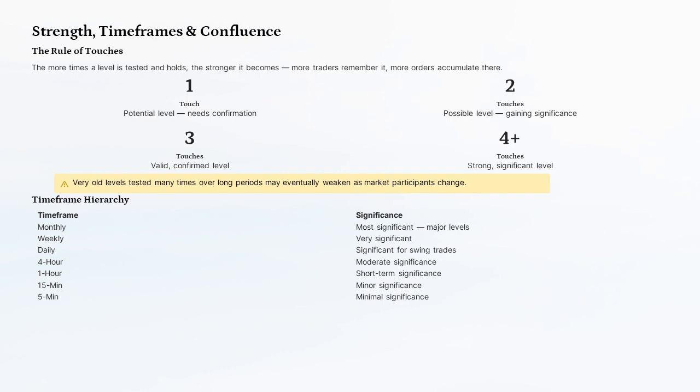A 5-minute support level means very little if price is sitting on a daily resistance level. Third, confluence. Confluence is when multiple factors align at the same price level. This is where the magic happens.